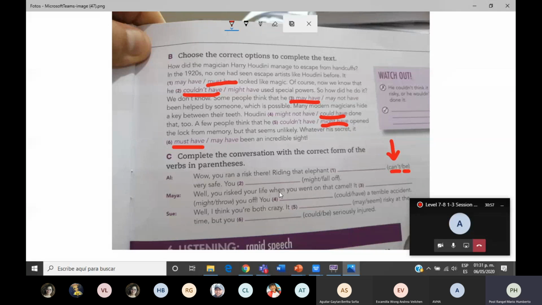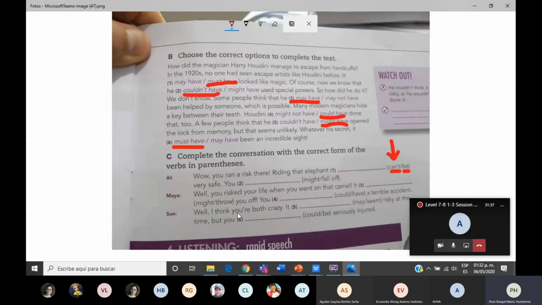Well, you risked your life when you went on that camel. It might throw you off. It might throw you off. Might have thrown, very good. It might have thrown you off. You could have a terrible accident. Could have had, muy bien. You could have had a terrible accident.